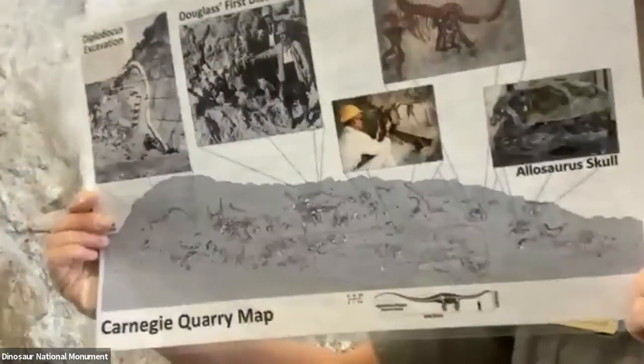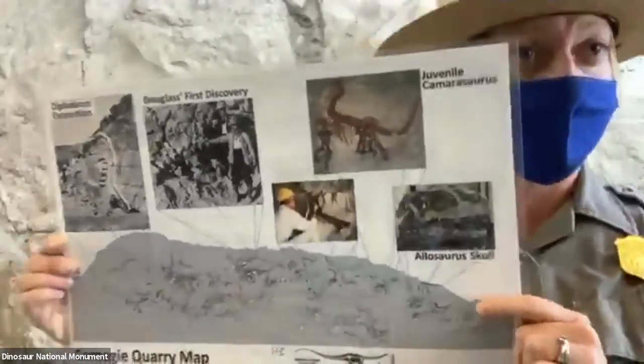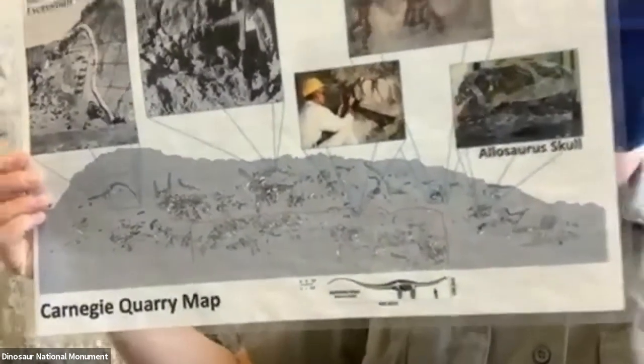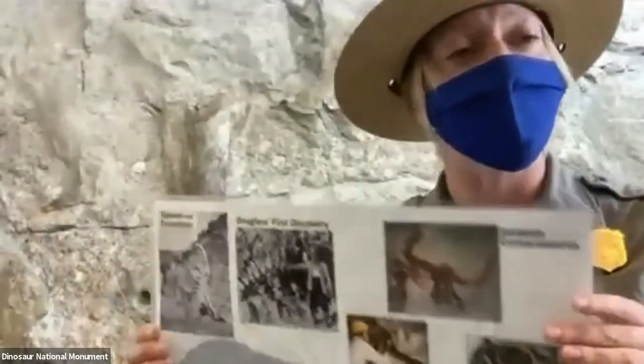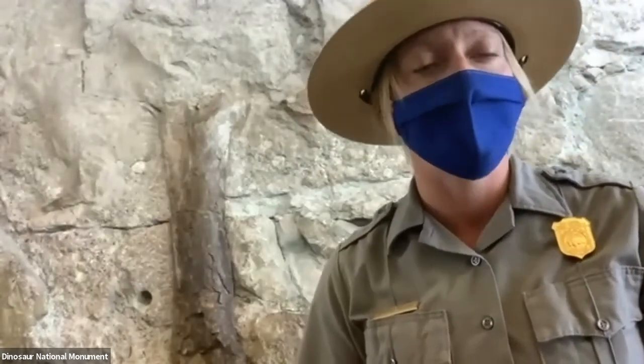They all went to the Carnegie Museum in Pittsburgh first, because that's who was paying for it, basically. That's why you may see things that say Carnegie Quarry, because that's where those fossils went. And then they were distributed to different museums from there. So you may have seen them if you've ever been to some of the big museums in the country, like the Smithsonian or the American Museum of Natural History in New York. There are quite a few fossils from here that are actually there today.